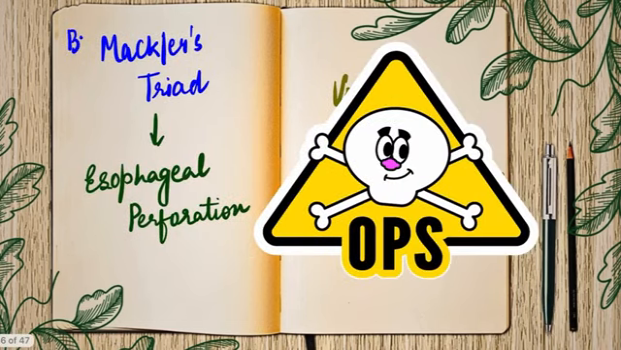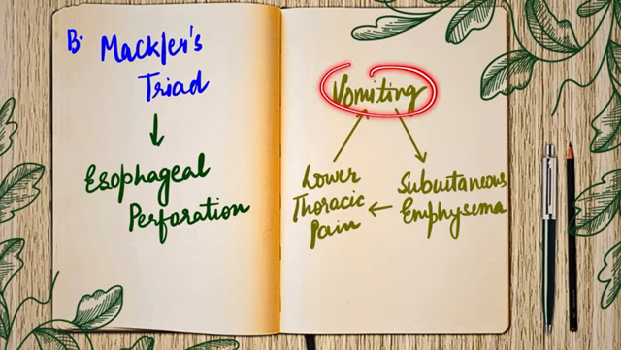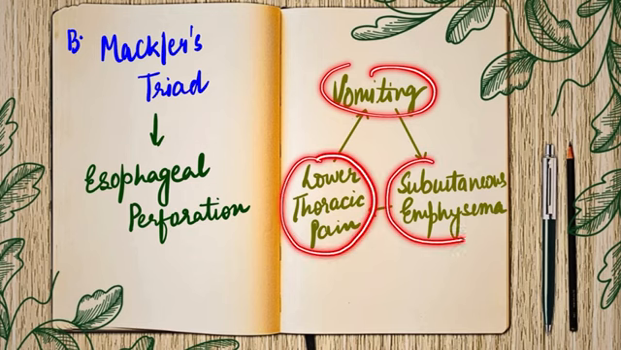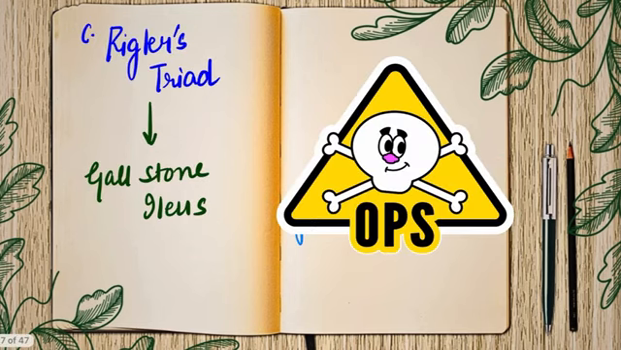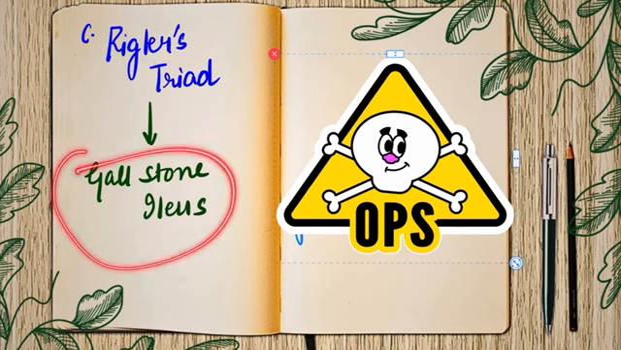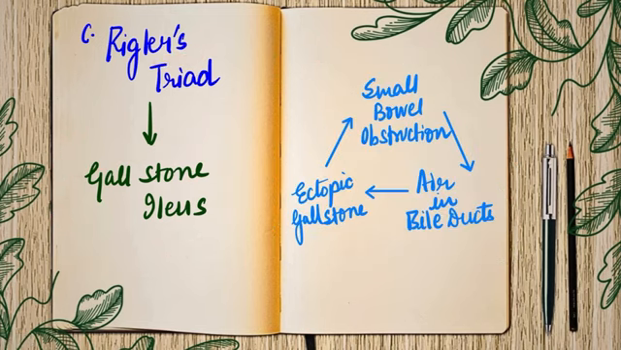Now, second one is Mackler's triad, which can be seen in patients with esophageal perforation. The components of the triad are vomiting, lower thoracic pain, and subcutaneous emphysema. Next is Rigler's triad, which can be seen in gallstone ileus. The components can be understood as small bowel obstruction, ectopic gallstone, and air in the bile ducts.